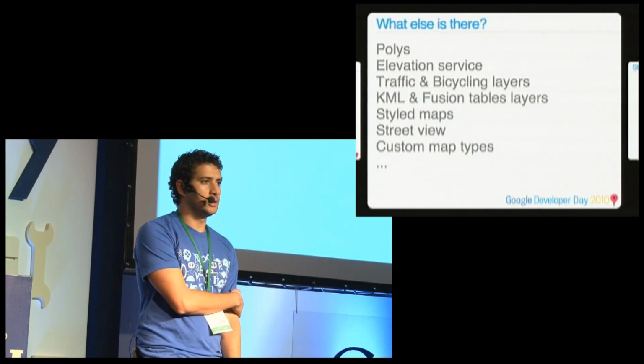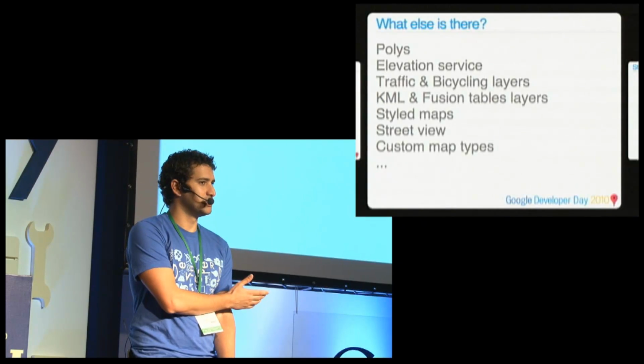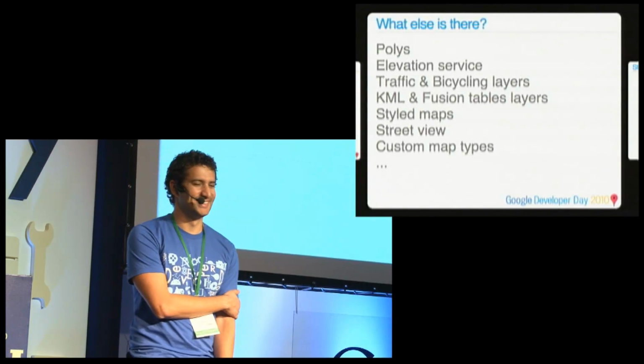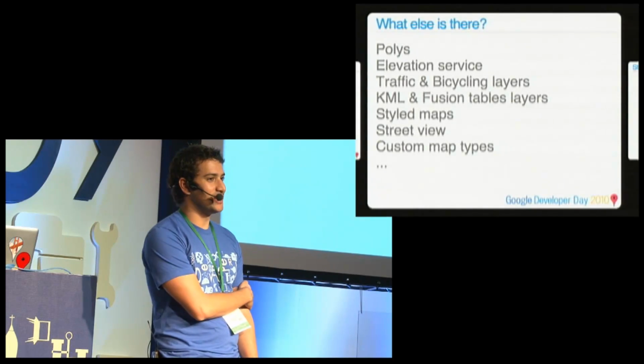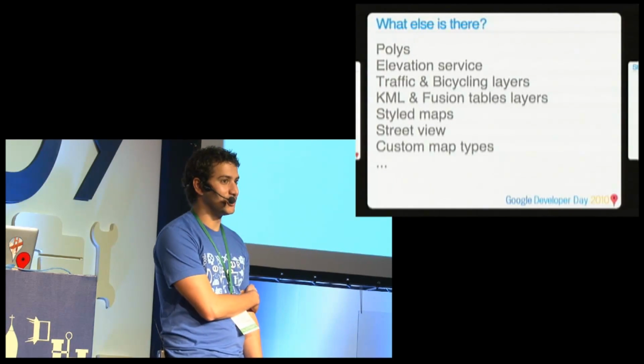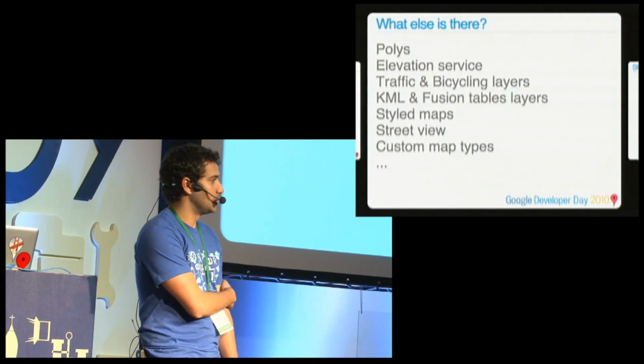I tried the traffic layer in Brazil. I couldn't ever get it to show anything but red. Is that accurate? Styled maps, which I will talk about in my afternoon session, so I encourage you to attend that one. Street View, which I'll show you right now.